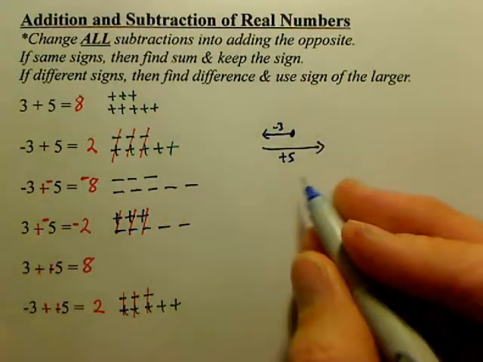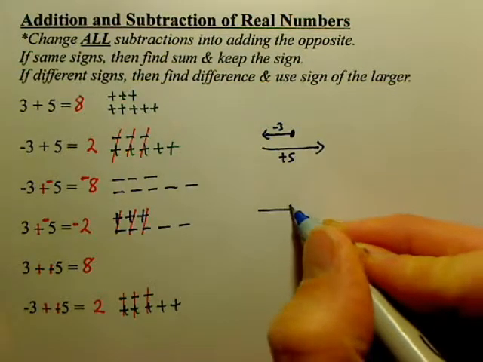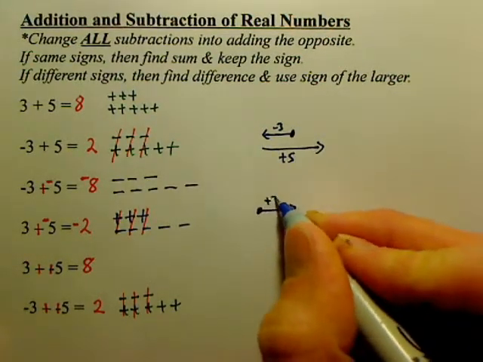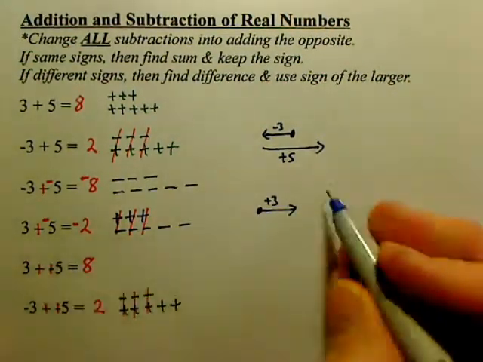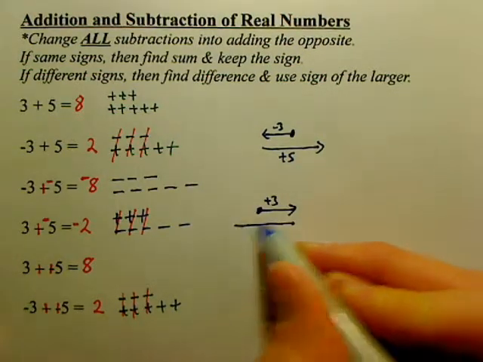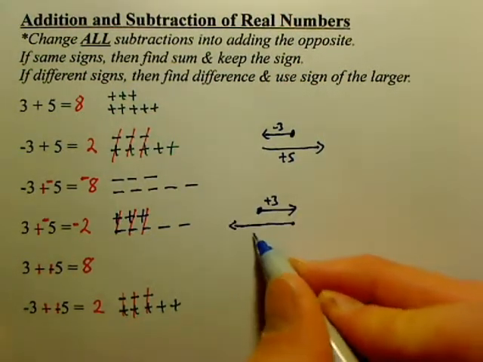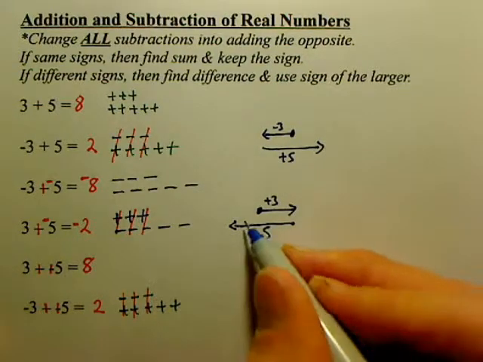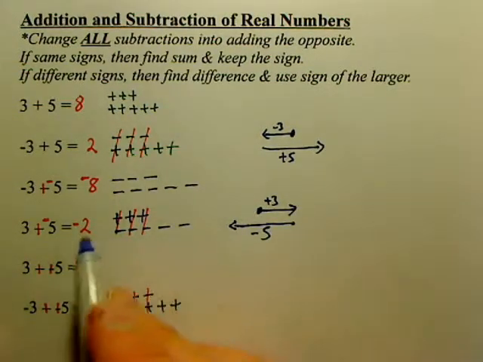Here's another example. Let's do this one. If I have 3 positive, all right, and then I lose 5, oh, I lose 5 yards. So I gain 3 yards, lose 5 yards. Okay, so aren't I 2 negative from my beginning point?